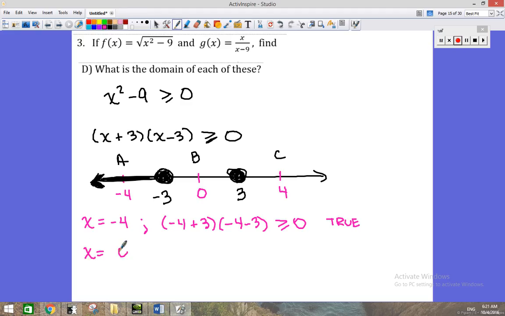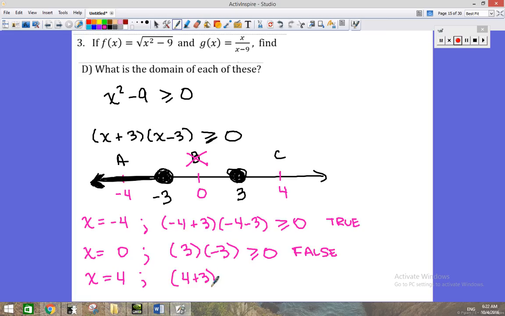If we pick 0, then we have 3 times -3, and that is a false statement. -9 is not greater than or equal to 0. So since that is false, we do not shade in any point in region B. If we pick +4 and plug it in, then 4 plus 3 is positive, and 4 minus 3 is positive. And it's true that a positive number is greater than or equal to 0.